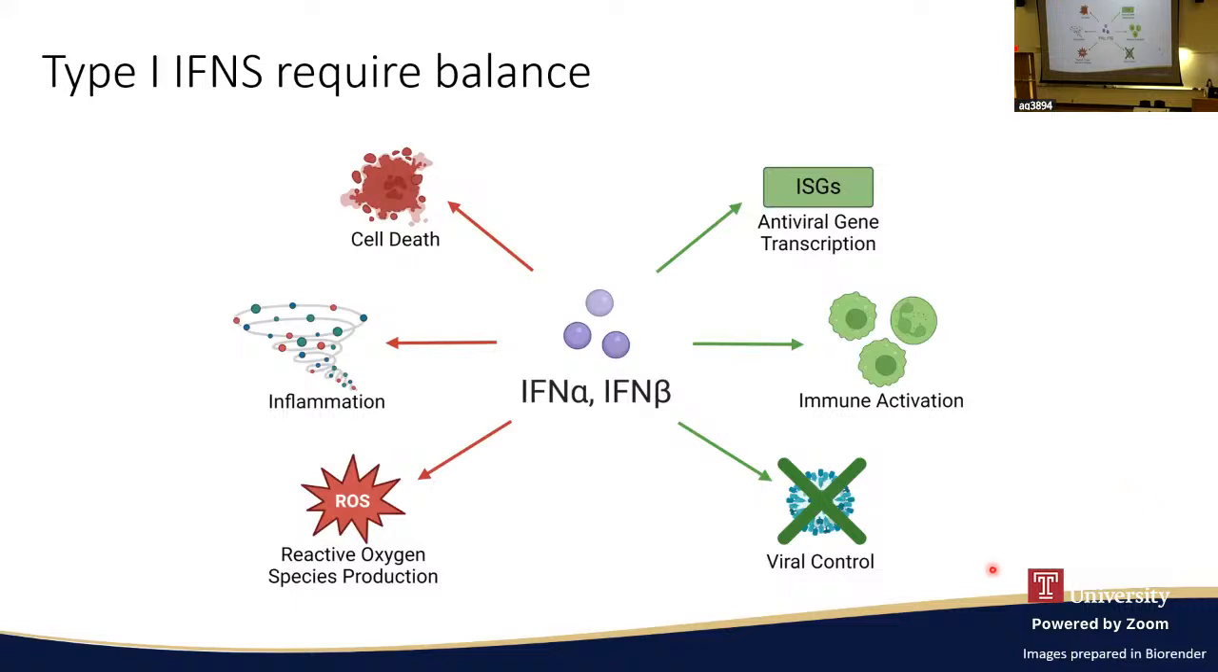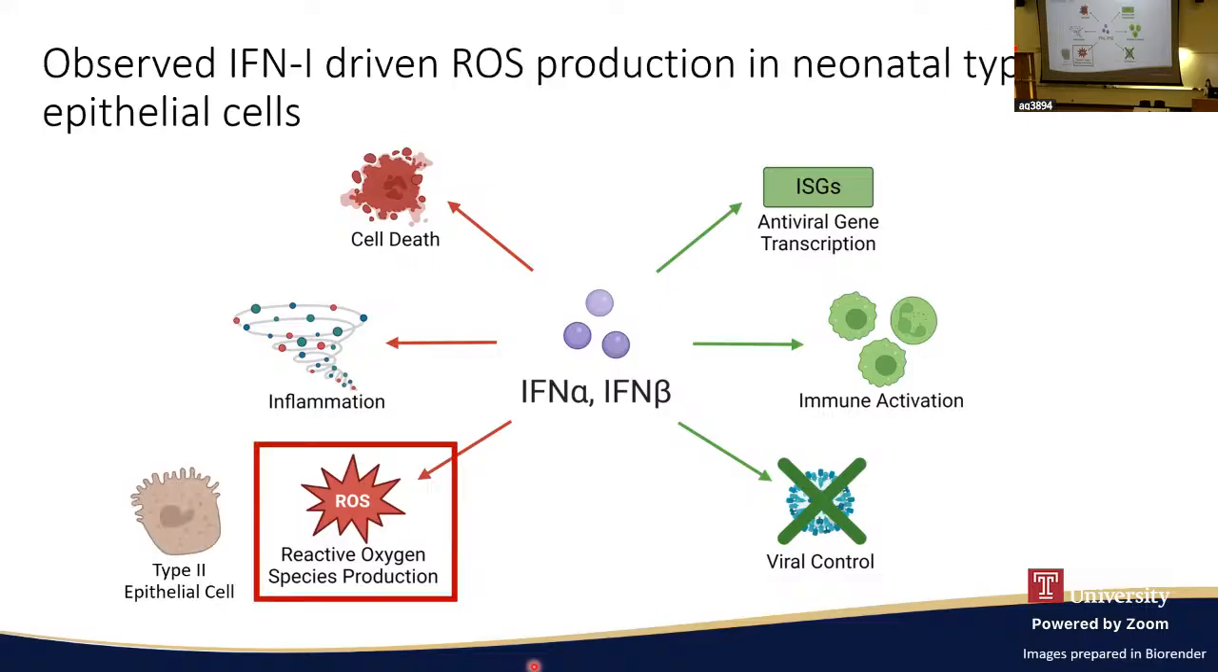So I talked about the protective effects of type 1 interferons, but unfortunately, there are also pathogenic effects, including cell death, inflammation, and reactive oxygen species production. And all of these are associated with severe influenza infection. And our lab has previously investigated the role of reactive oxygen species, and we found that there was type 1 interferon-driven ROS production from a subset of epithelial cells called type 2 epithelial cells. So we wanted to investigate this further.